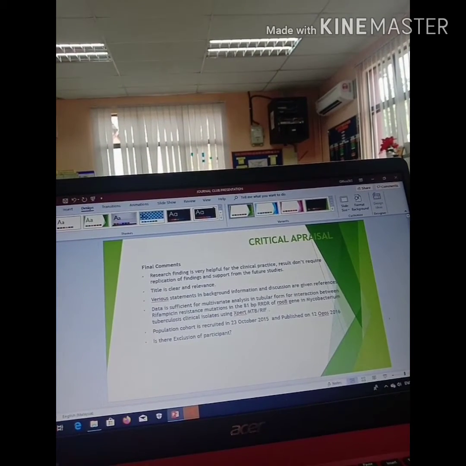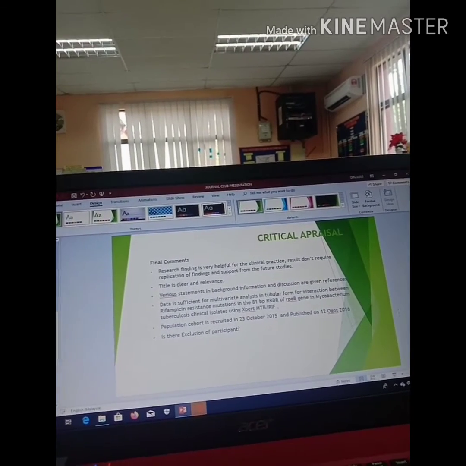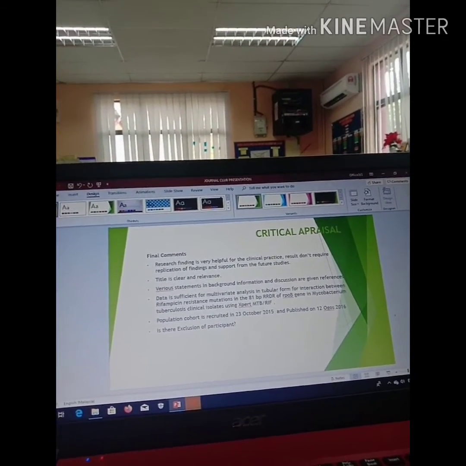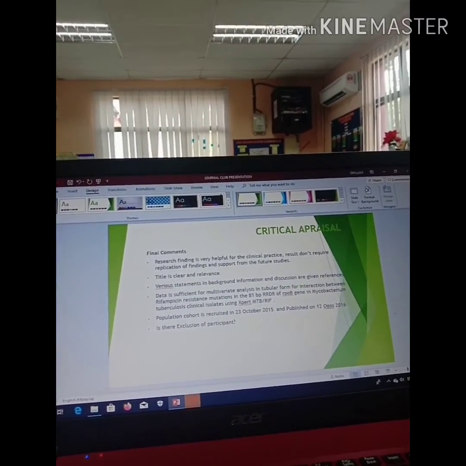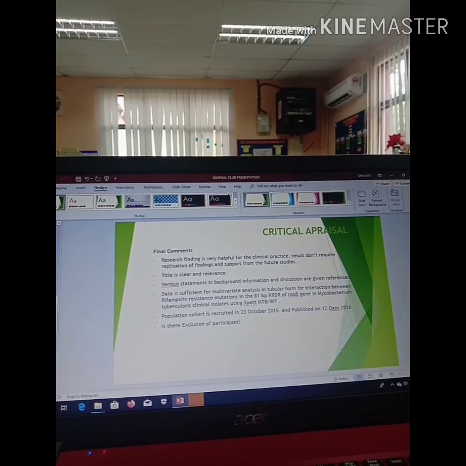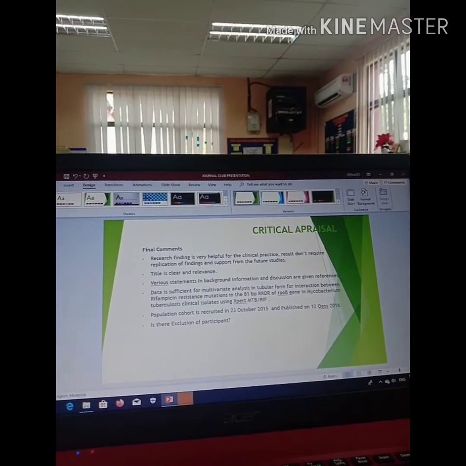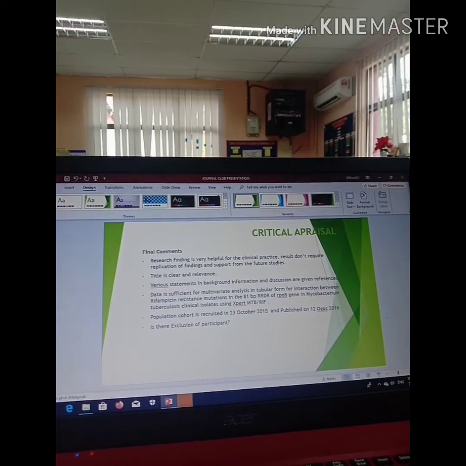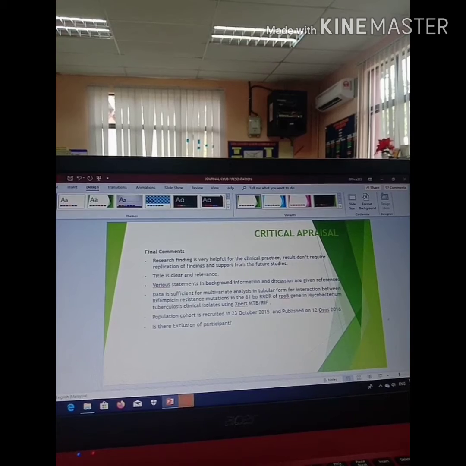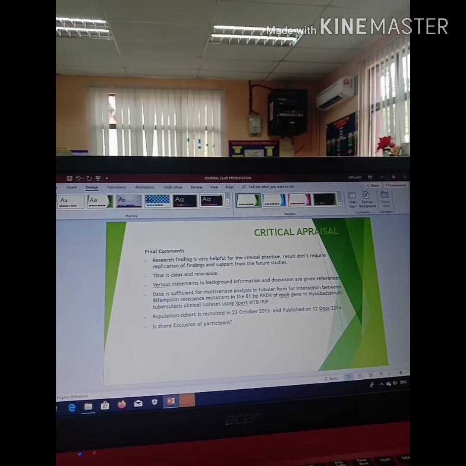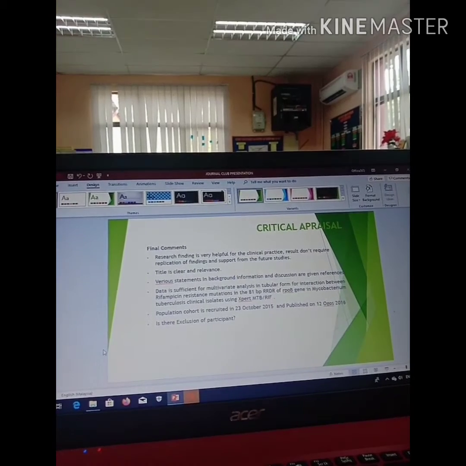Critical appraisal. My final comment is the research finding is very helpful for clinical practice. The results don't require replication of the finding and support from future studies. Title is clear and relevant. Various statements in background information and discussion are given references. Data is sufficient. Population cohort was recruited in 23 October 2015 and published in August 2016. And then the exclusion is not stated.